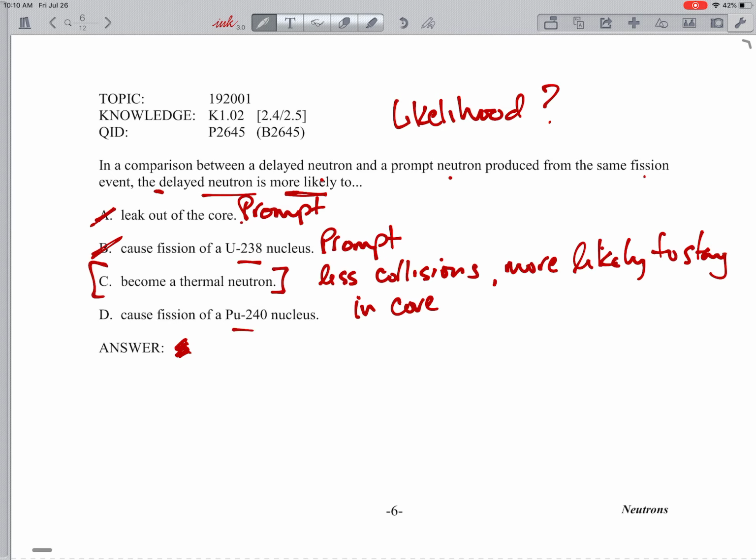And Pu240 needs a fast fission to occur. So since there's so few of them, I'm going to say prompts are more likely to cause a Pu240 fission. And I'm going to go with C. C is the right answer.